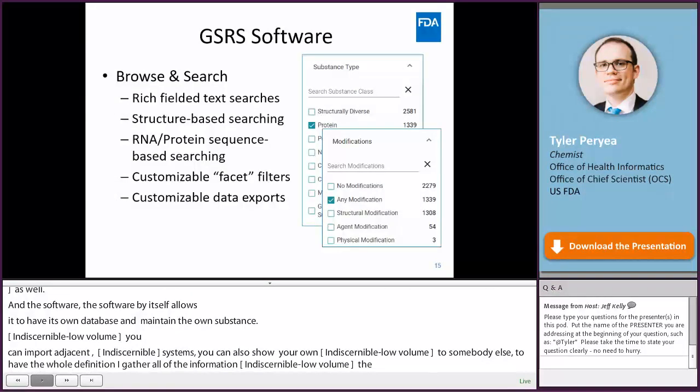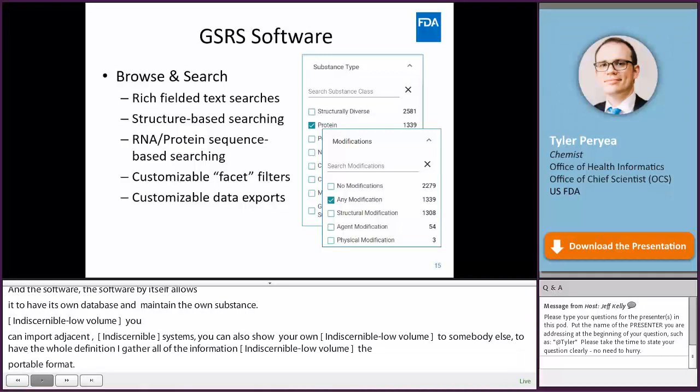So that's the basic overview of how the registration pieces work. But of course, once you've registered something, there's a lot you can do for browsing and searching. There's rich fielded text searches that you can do at very granular levels. Like we showed, you can do the structure-based searching. You can also do sequence alignment-based searching. So you can do things that are very much like a BLAST search for similar amino acids or nucleic acids.